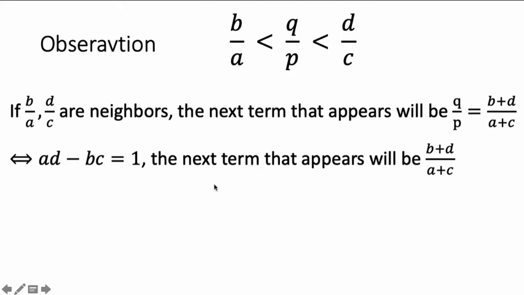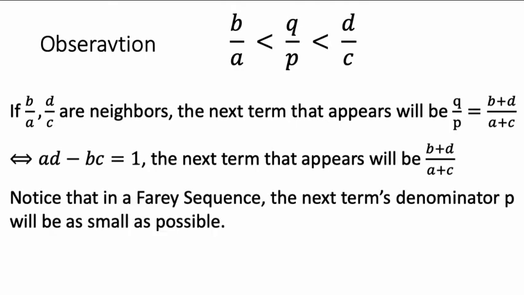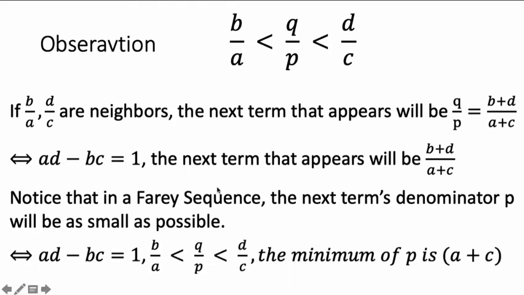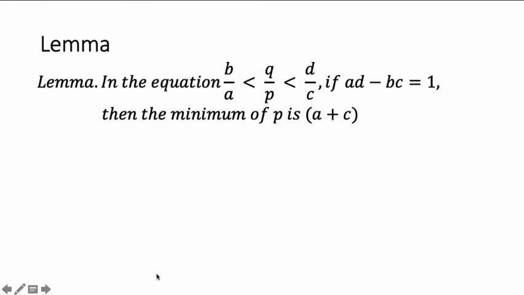Notice that in a Farey sequence, our fractions are in ascending order. So the next term that first appears between these two fractions will be as small as possible. That means that we'll have our minimum of p. So this is how we derive our lemma. Let's now prove our lemma.